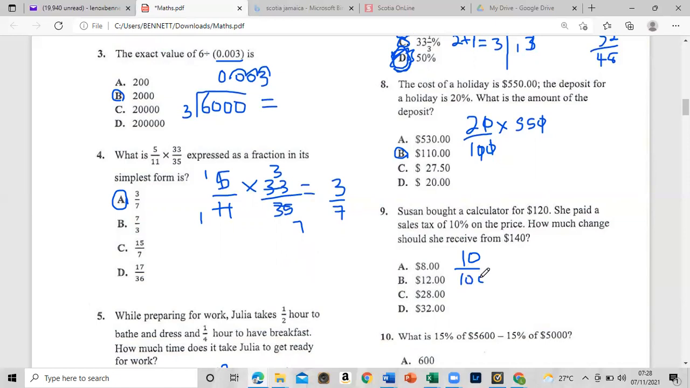Let me show the steps. 10% of 120, cancel by 10, divide by 10 also. So that's $12. So she's going to pay $12 plus the 120. That is the tax, paid to the government. So we add 120 to this and we get 132, right? So she spends a total of 132. And if you give 140, 140 subtract 132 gives us 8.